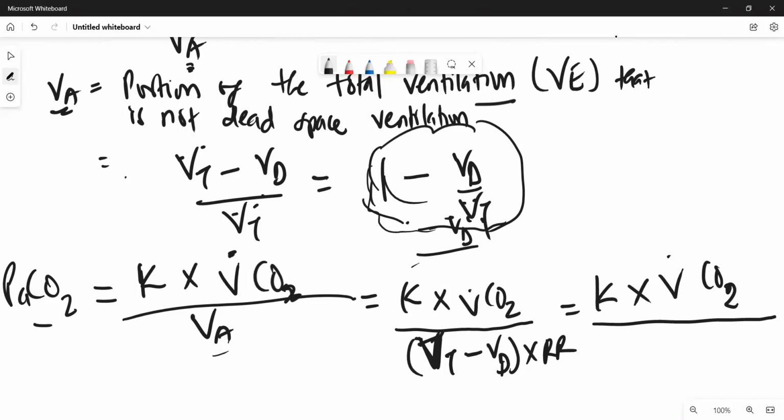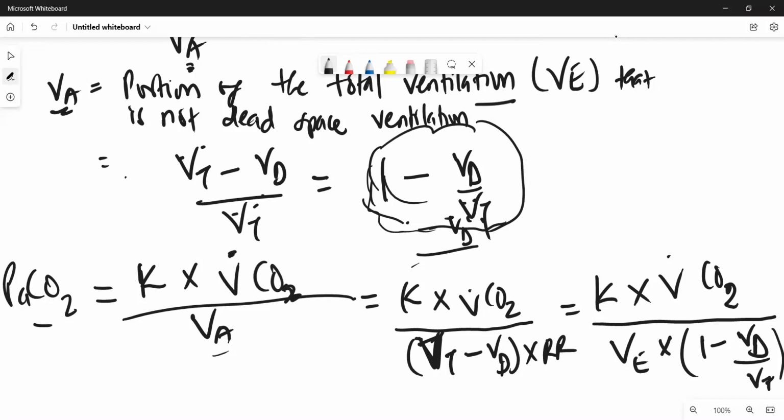That is not part of the dead space, right? That is not dead space ventilation, which we express as 1 minus VD, which is our dead space, divided by tidal volume. So we can multiply this by minute ventilation, multiplied by 1 minus VD over VT. You can see this different formula being used in different textbooks, but they are all saying the same thing.